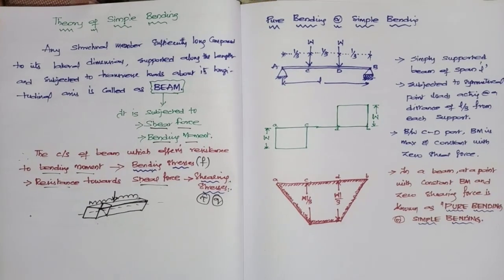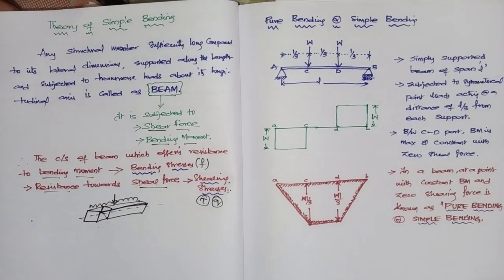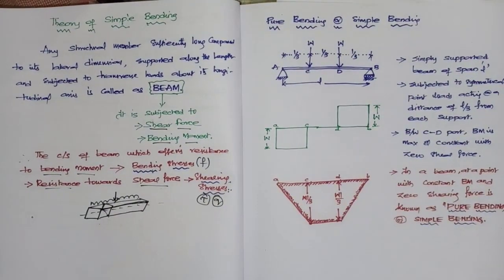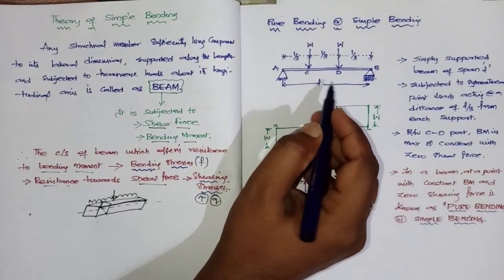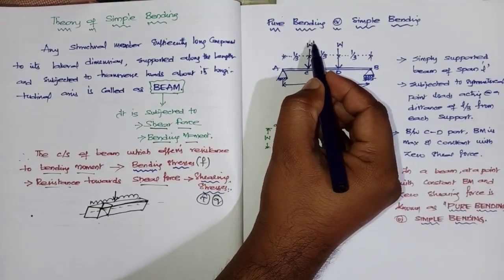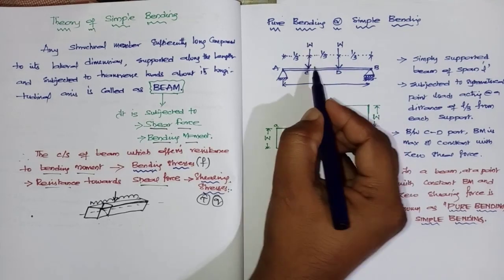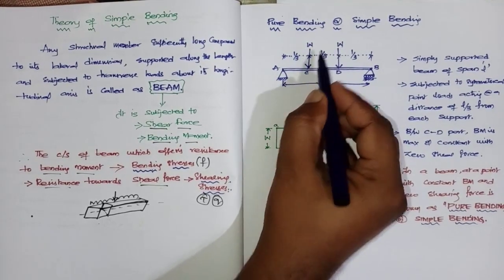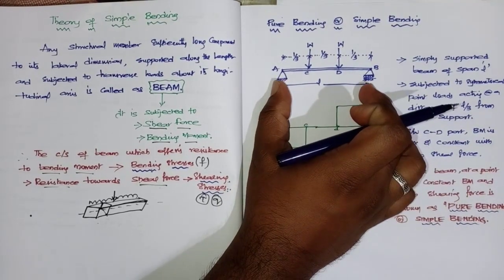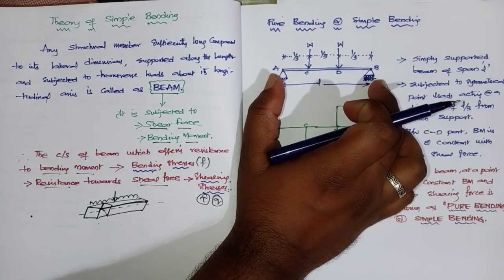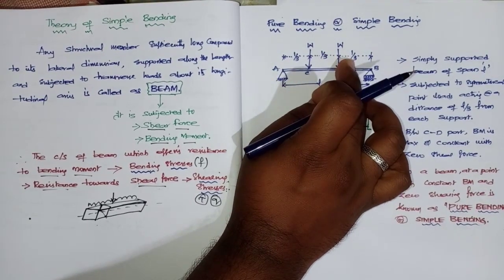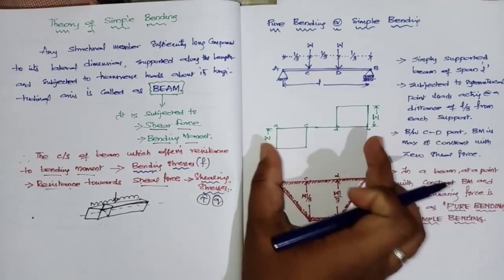Now before going to what is this bending stresses and shear stresses, we'll see what we mean by pure bending or simple bending. For that an example has been taken, that is a simply supported beam carrying symmetrical two loads W and W at a distance of L by 3 from each support, and the total length of the beam is L.